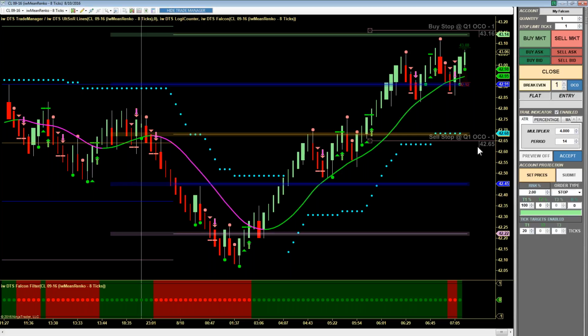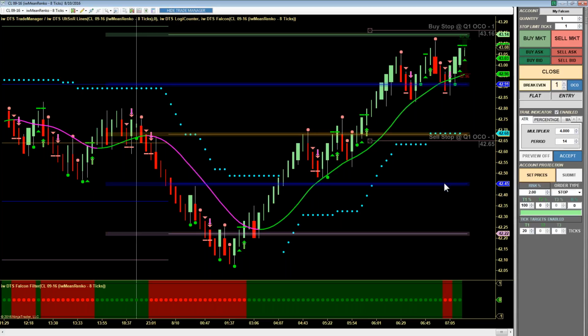We haven't printed a buy signal just yet, but I would not be the least bit surprised to see crude oil rally out of the inventory report here. So there's the complete late filter entry signal. So that is a high probability signal for the Falcon. We'll see whether or not we get any follow through from that.